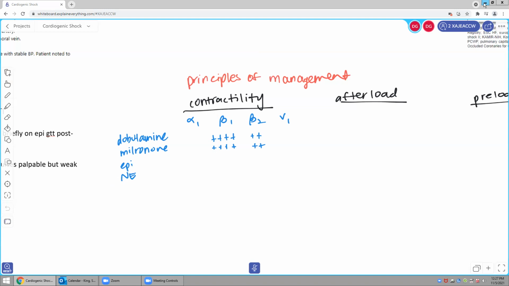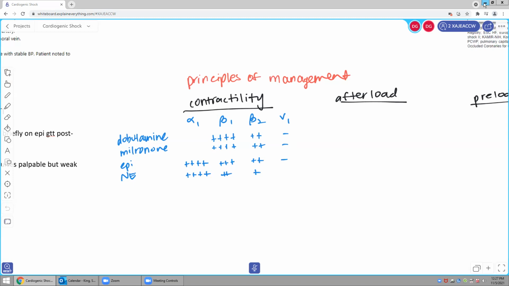Alpha activity? Yeah. And beta activity? Beta 1? Yeah. Beta 2? Also, yeah. None of these are acting on vasopressin receptors. How about norepinephrine? Alpha agonism? Beta? A little less.